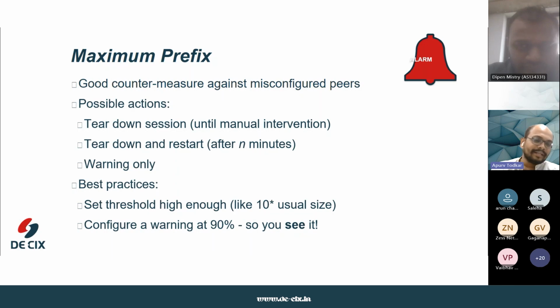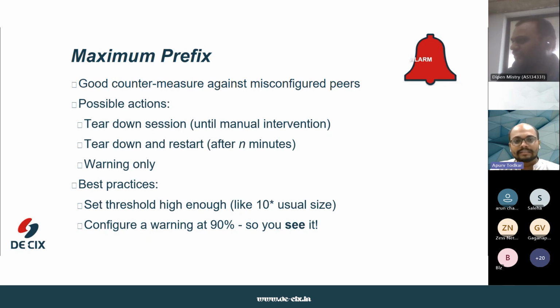Whenever any misconfigured peer makes some configuration or route filter changes on their end, they might unintentionally or accidentally send you the entire routing table or misleading LAN prefixes, causing that prefix limit to go beyond the threshold. In that case, this timer helps to have a refresh, and after that particular interval, the BGP session can automatically come up.